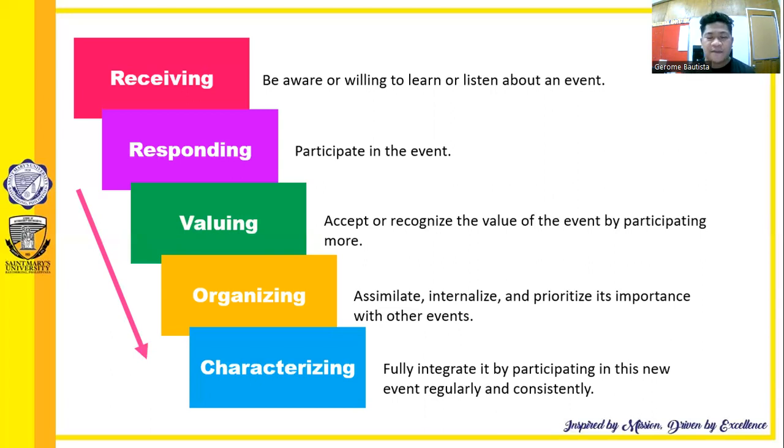And of course, we have the fifth, which is the highest level of learning in the affective domain: characterizing. This is now fully integrating the value by participating in the new event, and they do it regularly and consistently. Even if we are not watching them, they are still able to perform this value or exhibit this desirable attitude or value. So these are the levels of learning in the affective domain.